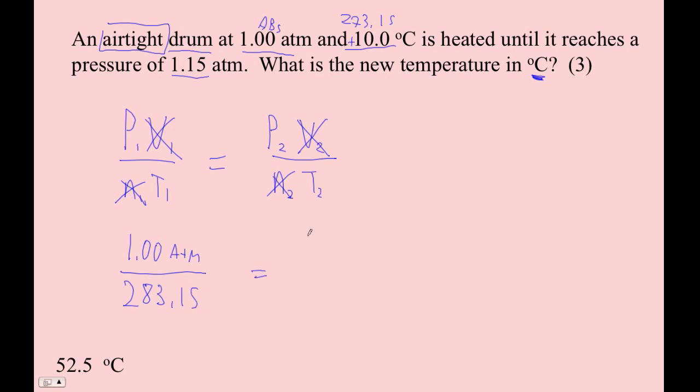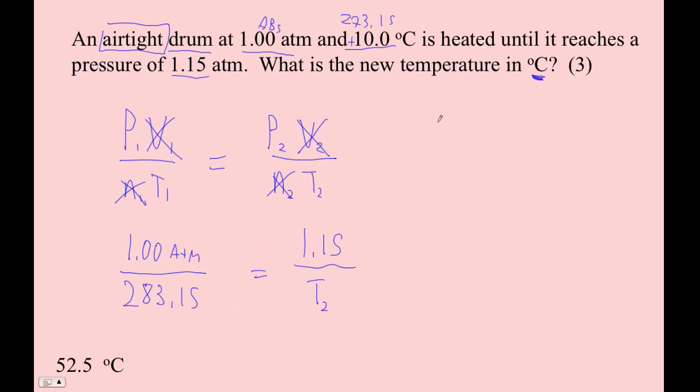equals the new pressure, which is 1.15 over, and this is of course going to be a bigger temperature, right? Okay. In fact, without even really thinking too hard, don't you know it's got to be a bigger temperature, right? And I know that it's going to be 1.15 times this, right? Okay, so this times this divided by that, right? 283.15, divided by 1.